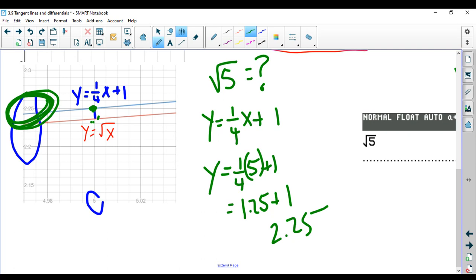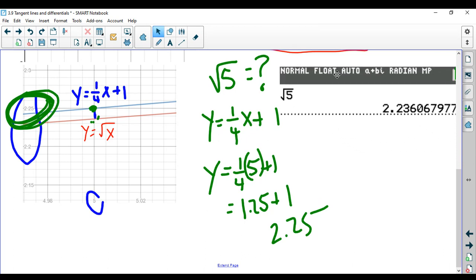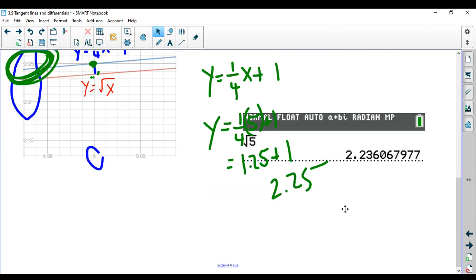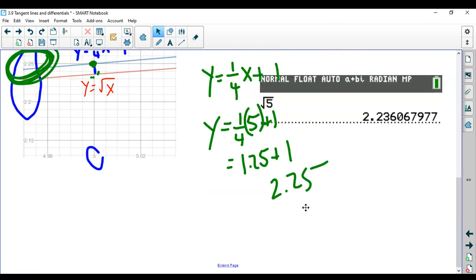So that's all there is. That's it. And if you don't believe that, I actually had my calculator do the square root of 5, and it was 2.236. It is very close to 2.25. It's off by a little bit more than 0.01. So that's the whole deal.